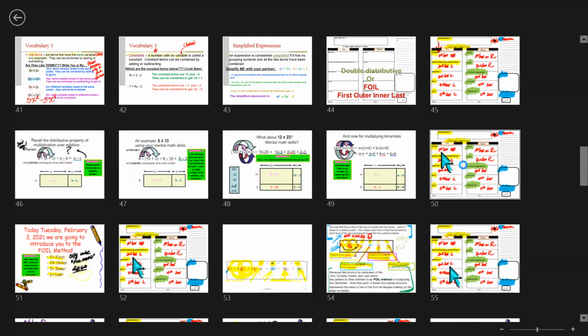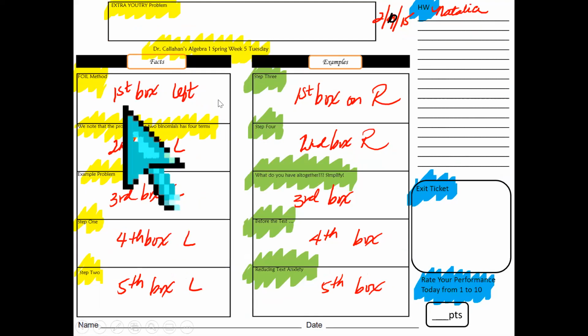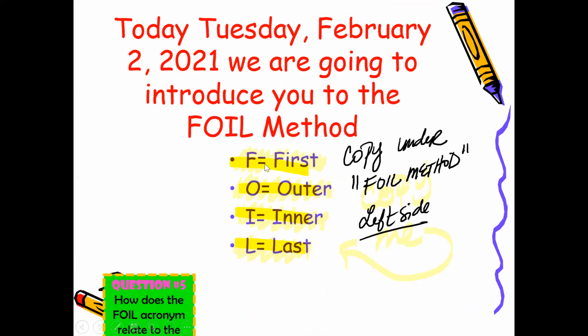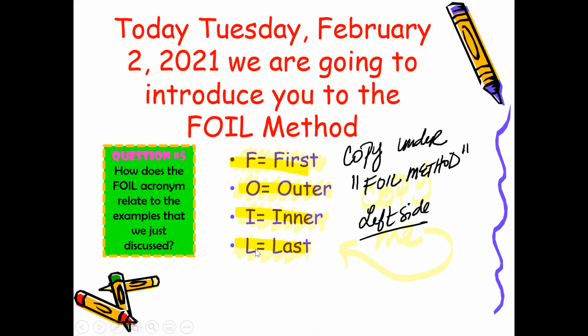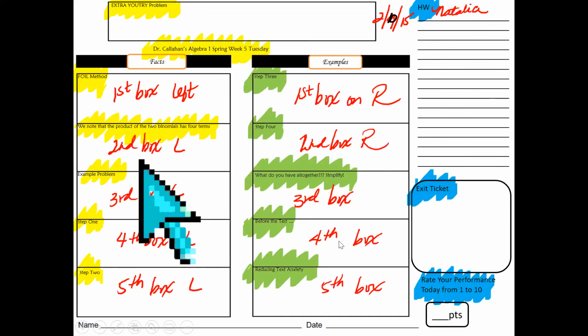Here is your first box. FOIL method. Make sure you write the notes in this first box. What is the FOIL method? It stands for first, outer, inner, and last. So copy the part that's highlighted in yellow: first, outer, inner, and last.